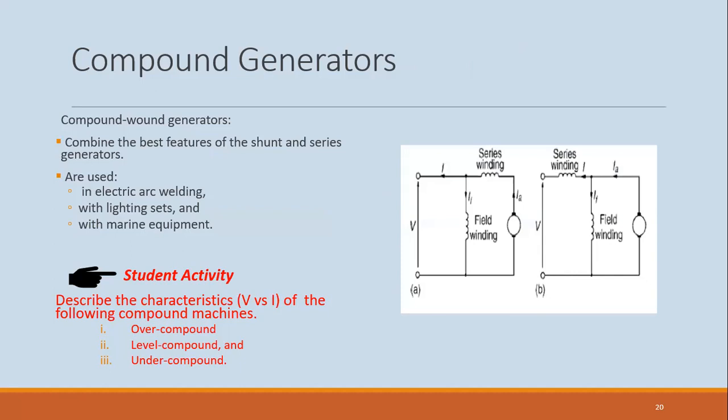All right, a little bit on compound generators. They combine the best features of shunt and series generators, and are used in arc welding, in lighting sets, in marine equipment. So this is something that you can read up on. Look at the characteristics. You will see them both in the book and in the notes, the characteristics for the different forms of the compound generator.